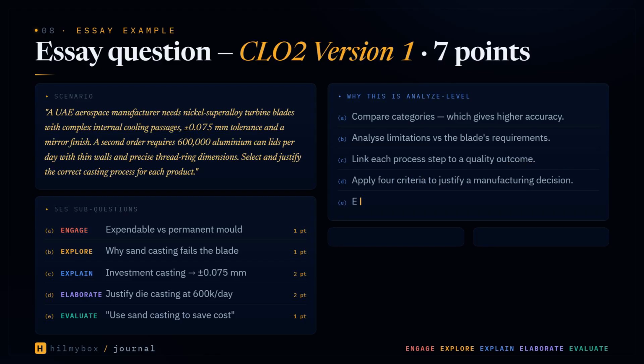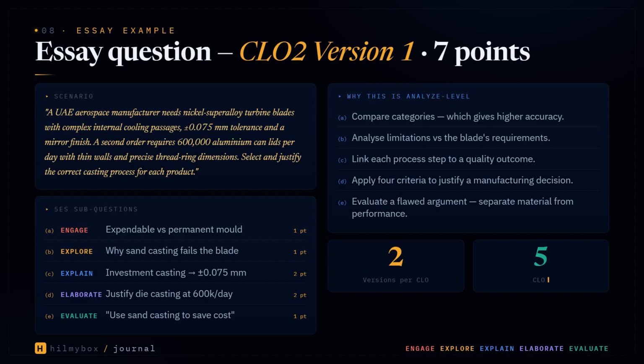Why this is analyze level. Compare categories for accuracy. Analyze limitations against the blade's requirements. Link each process step to a quality outcome. Apply 4 criteria to justify a manufacturing decision. And evaluate a flawed argument, separating material from performance. 2 versions per CLO, 5 CLOs covered.